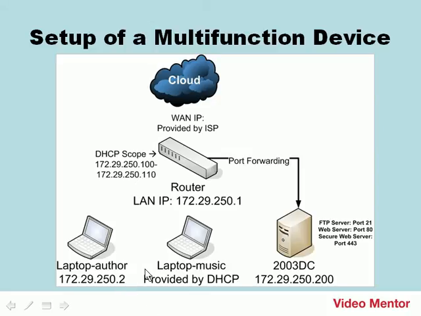address to this guy. The other laptop we use will automatically get its IP address from the router once I set up a DHCP scope. And finally, the 2003 domain controller that we have, normally servers should be set up statically, so I'm going to set that up statically as .200. And finally, we're going to set up that DHCP scope on the router, and that's going to hand out addresses between .100 and .110. So when this laptop gets on the network, it should get the first one in the range. It should be 172.29.250.100.